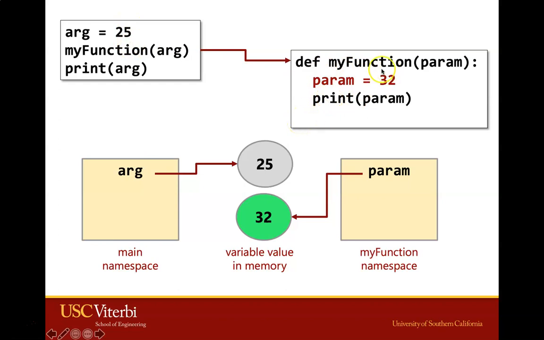Now there is a way around this. There is a way to make it so that we can make changes inside of a function and have them persist after the function, and that's with what are called mutable objects. In this class, that will be lists and later dictionaries, and we'll cover that in the next video.